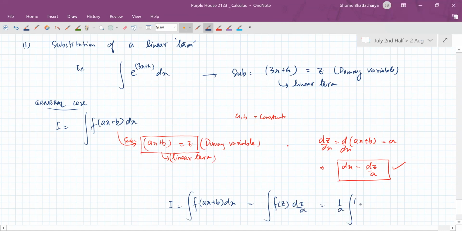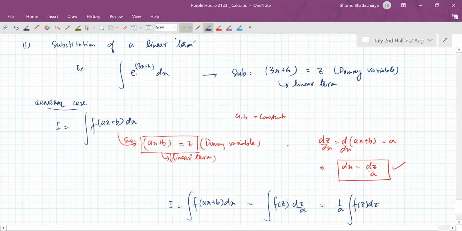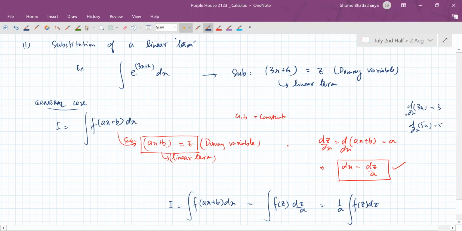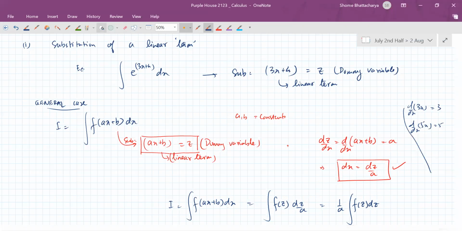Sir, the right side, how did you get that? Which one, beta? Dx is equal to dz by a, this one? Yes, sir. And above also you wrote a. Yeah, so it's coming by differentiation. Differentiation of ax is how much? A. For example, what is differentiation of 3x? It's 3, no? What is differentiation of 5x? It's 5. So like that. Differentiation of b is how much? 0, because b is a constant. Okay, understood, sir.